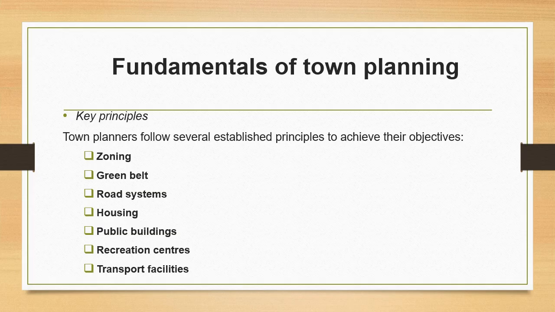Next one is the green belt. It is a non-development zone on the periphery of a town that restricts its size, prevents uncontrolled urban sprawl, and provides space for recreational activities and agriculture. Road systems, that is developing an efficient and well-designed road system to manage traffic flow, reduce congestion, and connect different areas of the town. Housing, carefully planning housing to suit the local population, provide adequate facilities, and prevent the growth of informal settlements or slums.